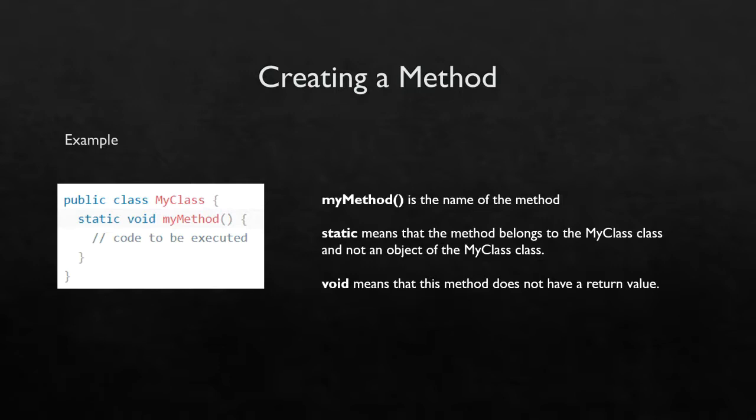But later on, we will discuss more on the return value along the discussions that we have. So again, my method is the name of the method, and static is just a representation that this my method is not an object of the my class. And void means that we don't have to return any value.